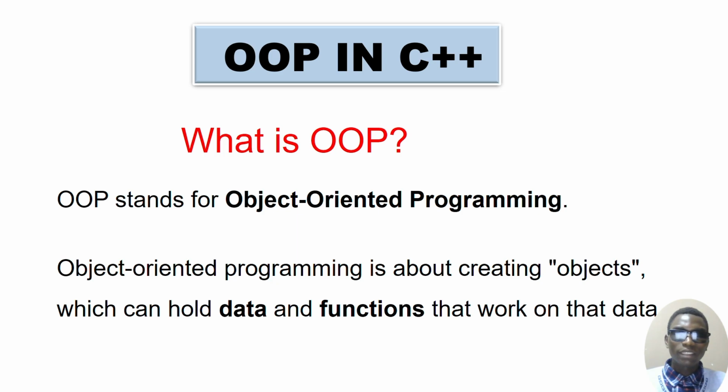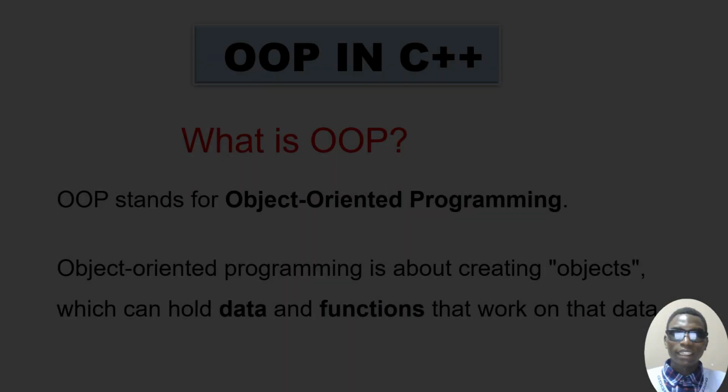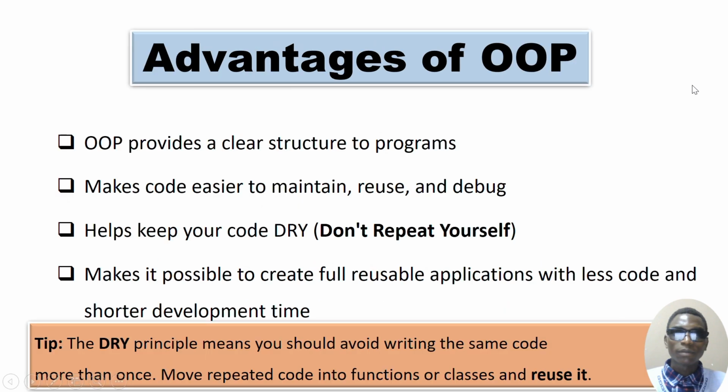So let us see now its advantages. Actually, this concept is very important. First of all, we see that OOP provides a clear structure to programs by combining both data members and member functions, to mean the data and functions. So it provides a clear structure to programs. It also makes code easier to maintain, reuse, and debug. Actually, it has a clear syntax, right? So that you can maintain those data and the functions.